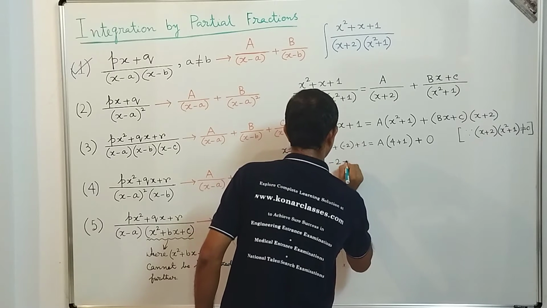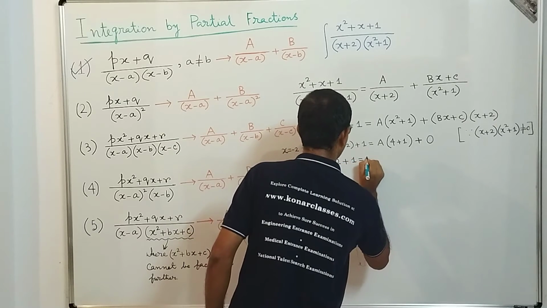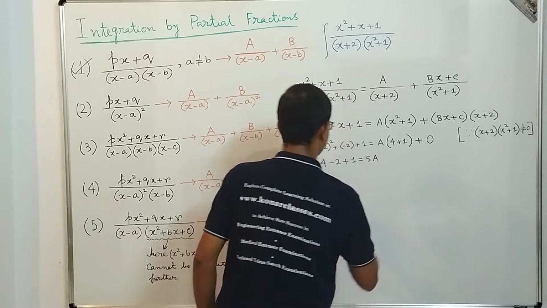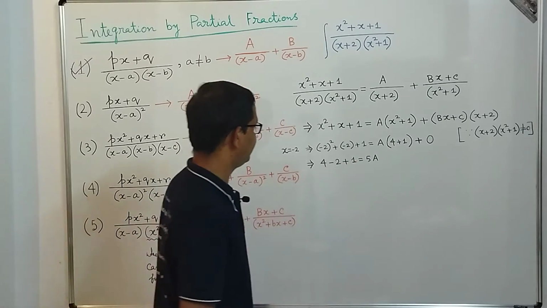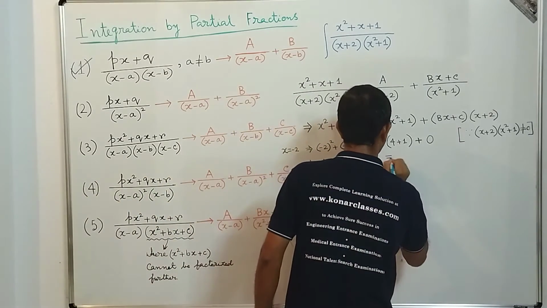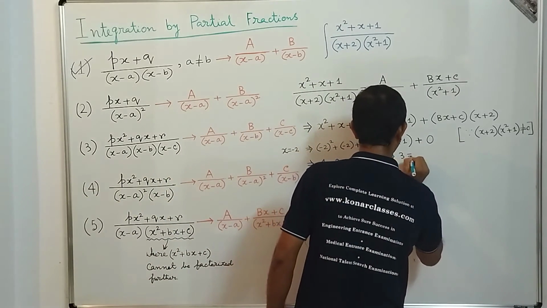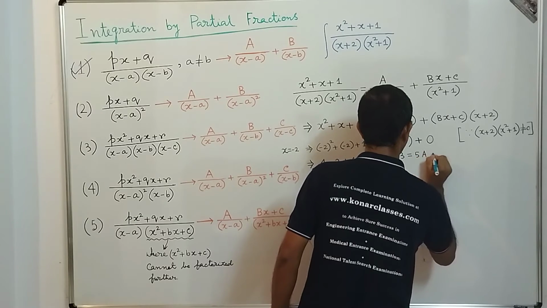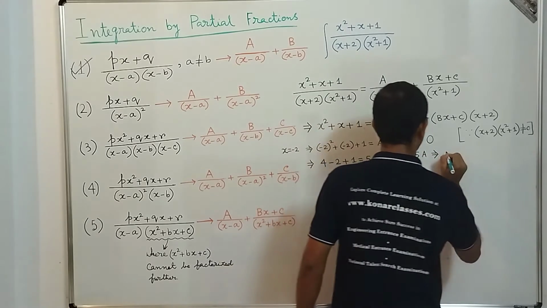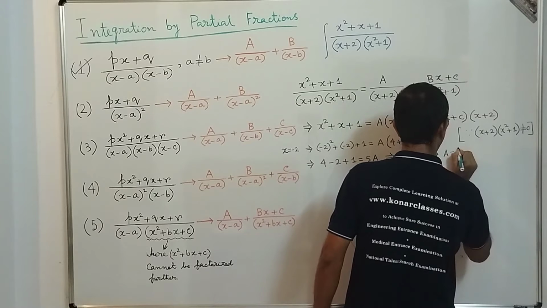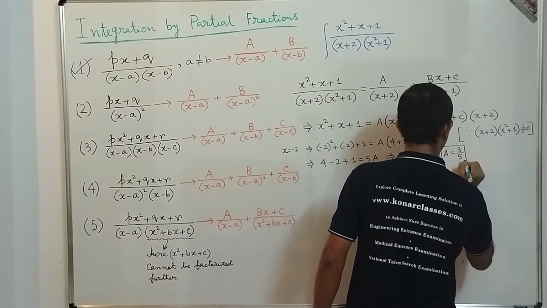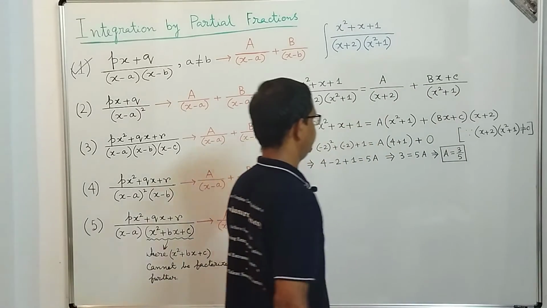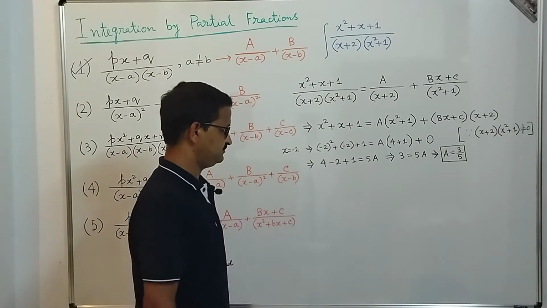Then, dear students, what we are going to get here is that minus 2 whole square is 4. 4 minus 2 plus 1 is equal to 5 into a. So now 4 minus 2, that is 2. 2 plus 1 is 3. So we get 3 is equal to 5 into a, and eventually we find the value of a is equal to 3 by 5. Correct? Done. So we found the value of a.